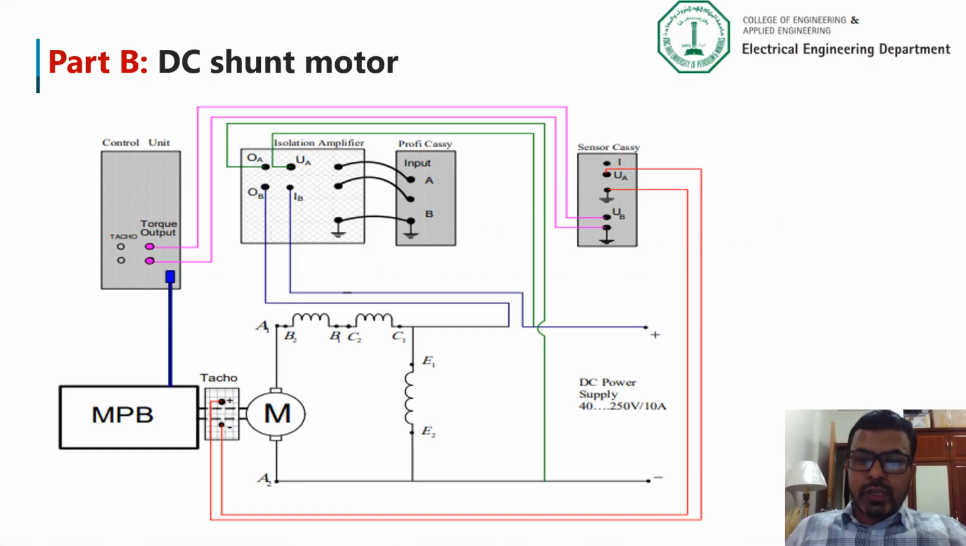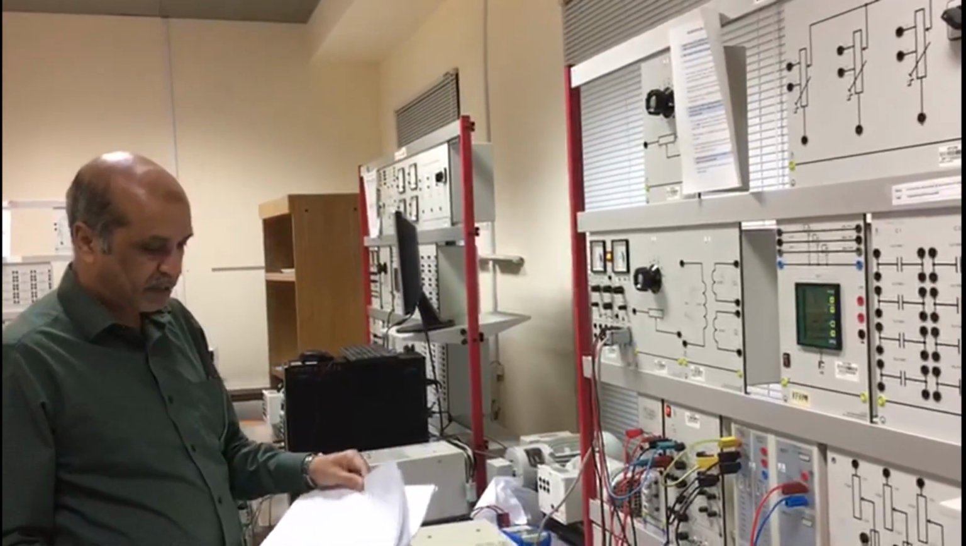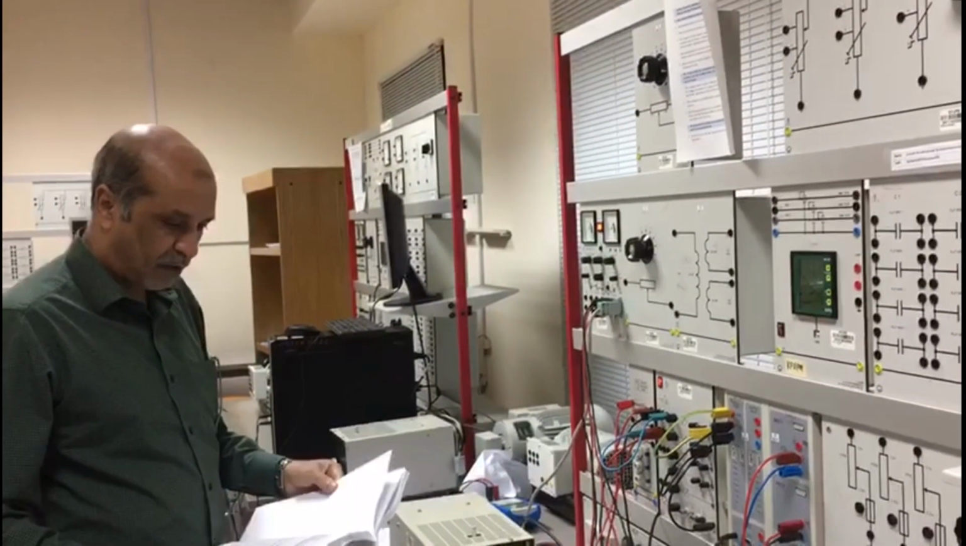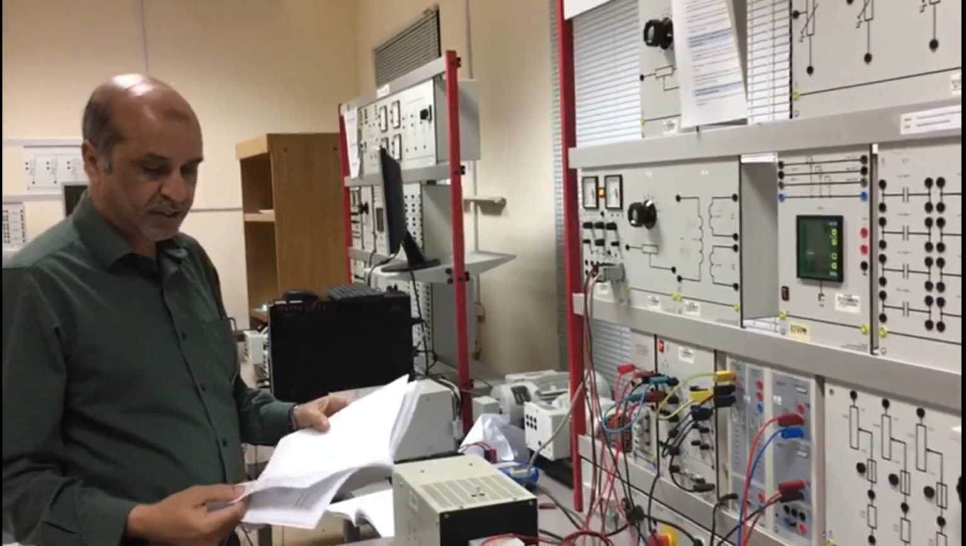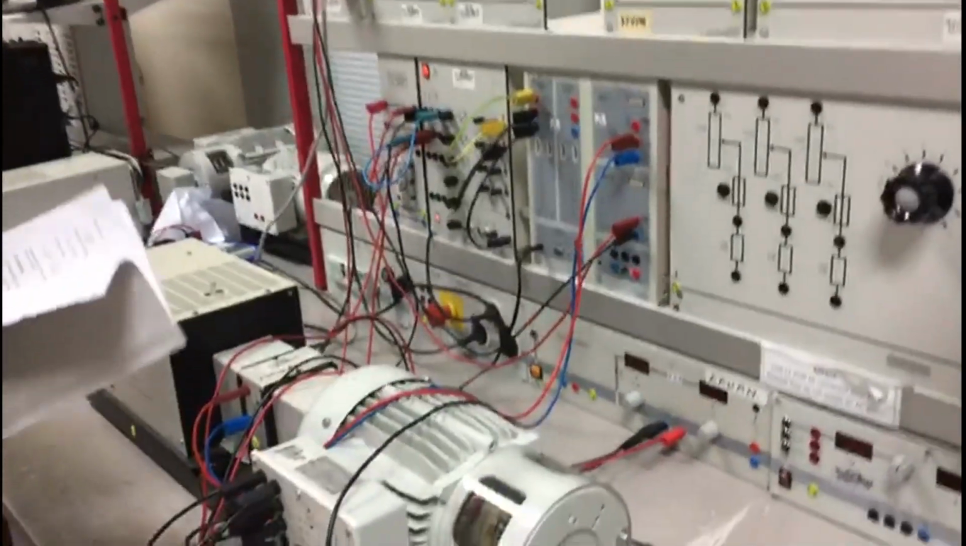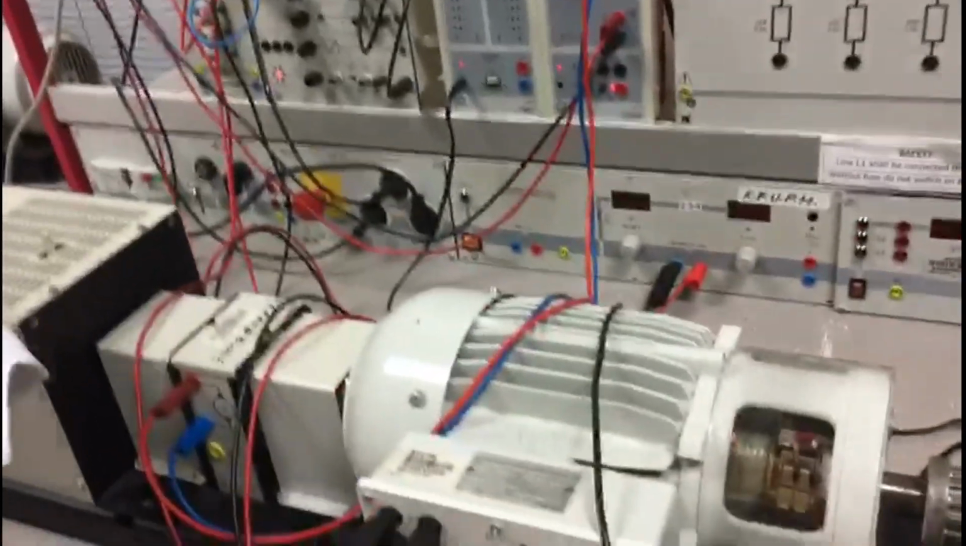In part B of this experiment, we will study the characteristics of DC shunt motor. Here is the circuit diagram. As you can see, the winding E1 and E2 are in parallel with the motor itself, so that's why we call it shunt motor. Regarding experiment number 7, which is on the torque speed characteristic of DC shunt and compound motors, we will also calculate the efficiency for that.